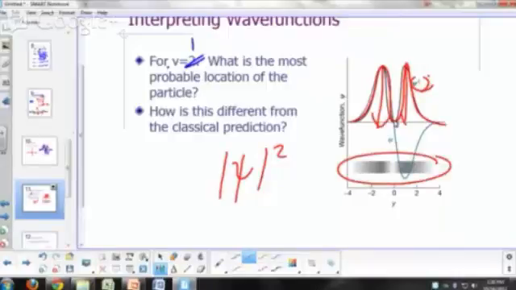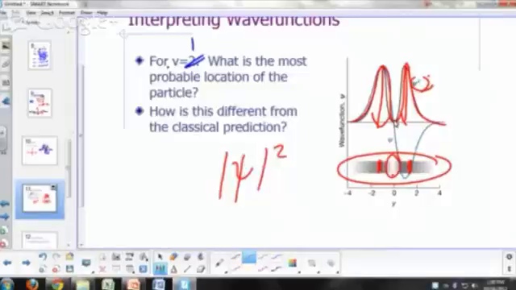And here's a visual representation of that. Where this thing is thickest, that's your most probable location. And what happens here at the origin? Okay, see there, there's a node right there. When you have a node, the probability of finding the particle there is 0.